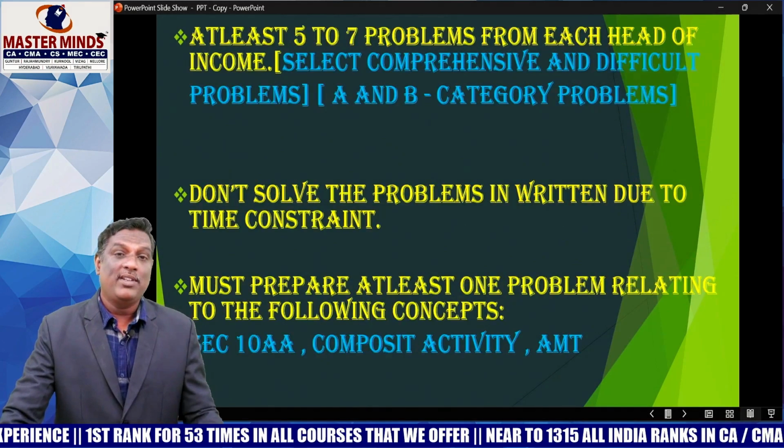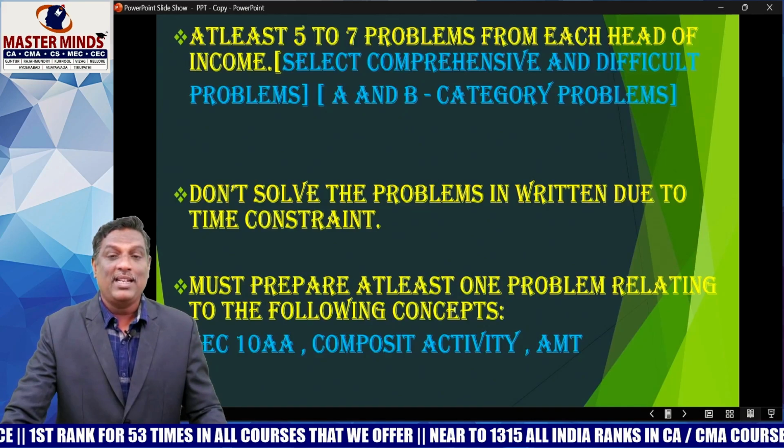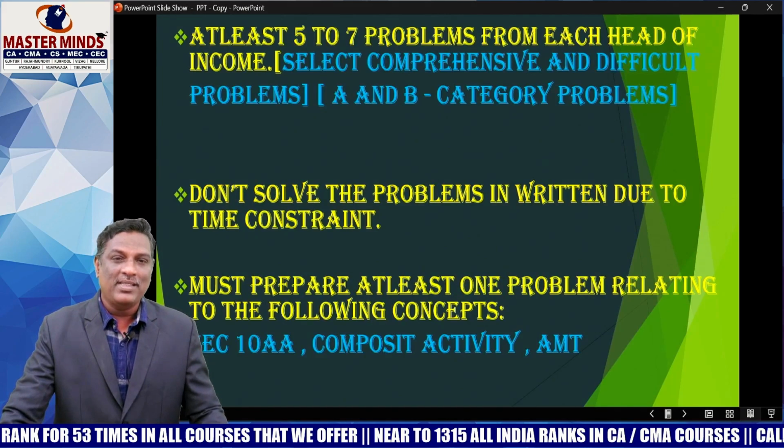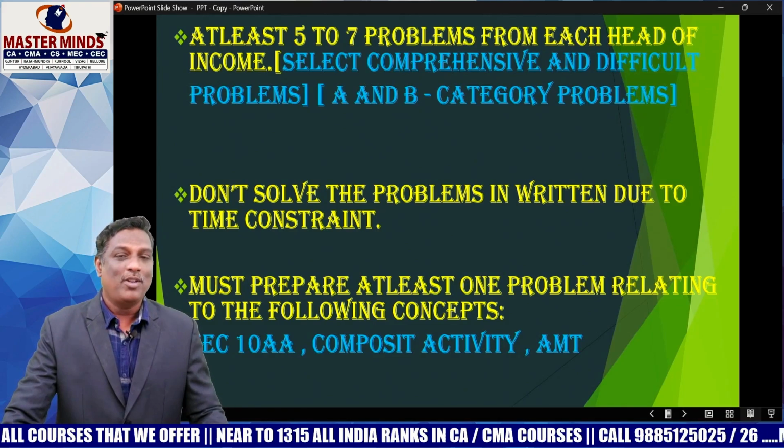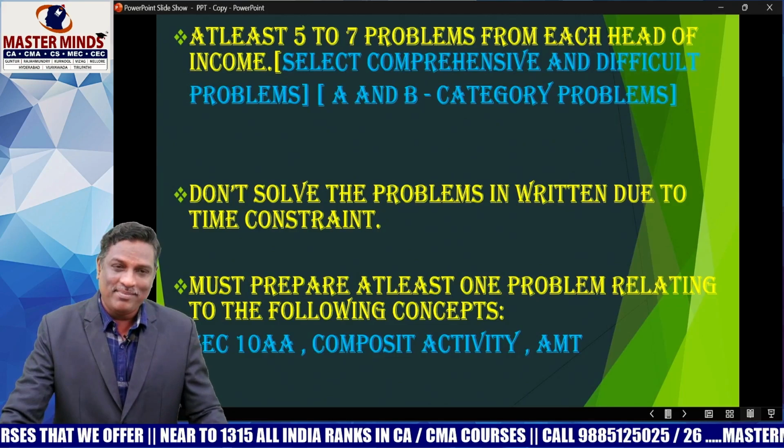Prepare at least 5 to 7 problems from each head of income. Select comprehensive and difficult problems. And among A and B categories, it is better to prefer the AB category problems provided to you by the masterminds.